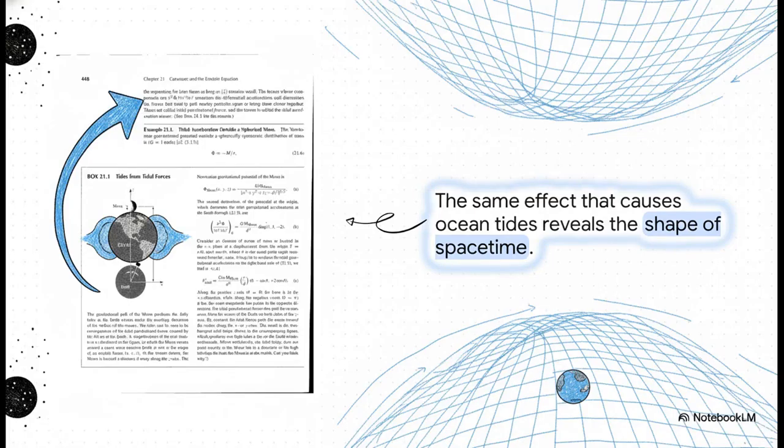And believe it or not, you see this exact same thing happening every single day. The ocean tides, they're caused by this very principle. The moon's gravity pulls on the side of the Earth closer to it a little bit stronger than it pulls on the center, and it pulls on the center a bit stronger than the far side. This difference in pull stretches our oceans into two bulges. So yeah, the tides are direct proof of space-time curvature, happening right here on our own planet.